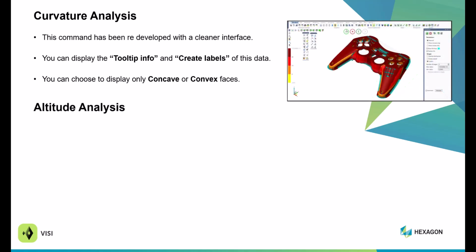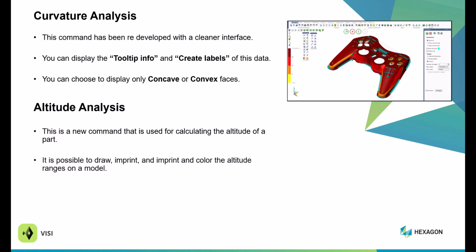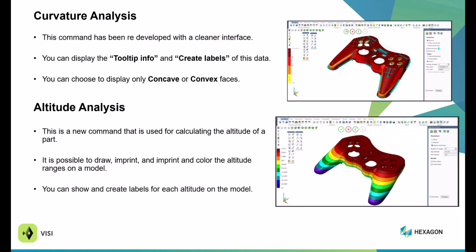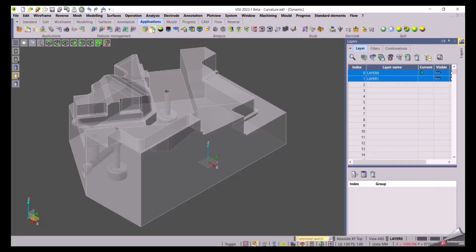And there's a brand new command within 2023.1 within analysis called altitude analysis. This command allows you to calculate the altitude of a part. It is possible to draw, imprint, and color the altitude ranges. You can also show and create labels within this command as well. So here's just a quick video of these two.